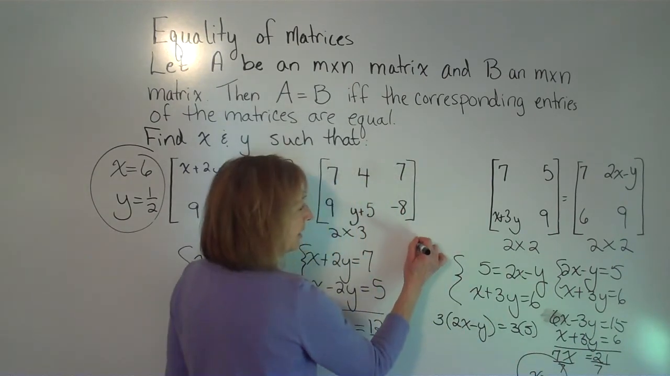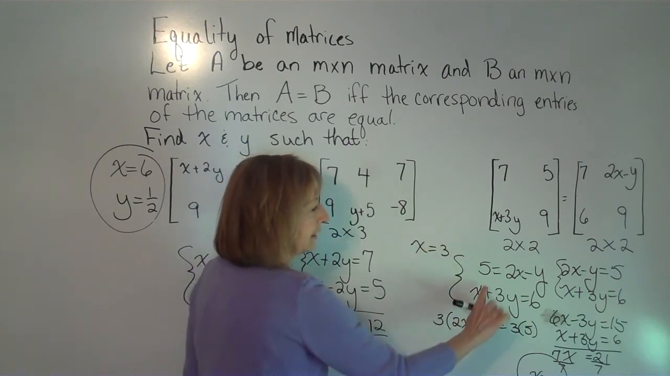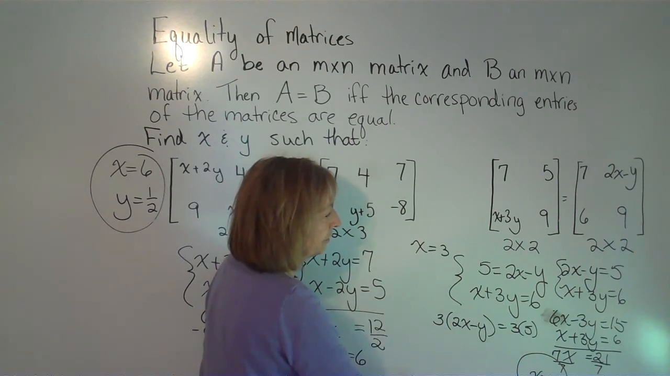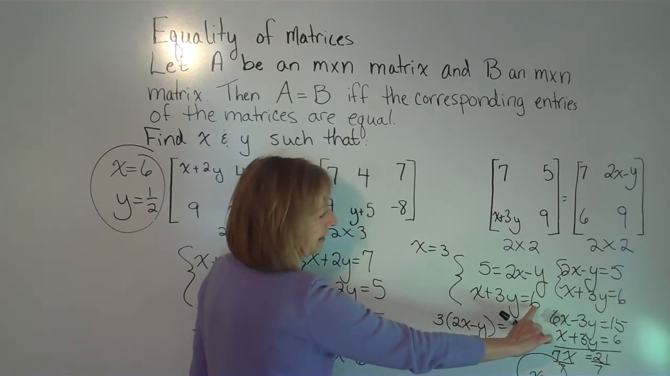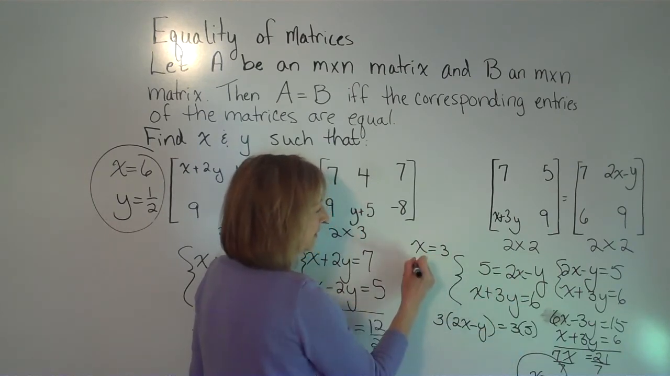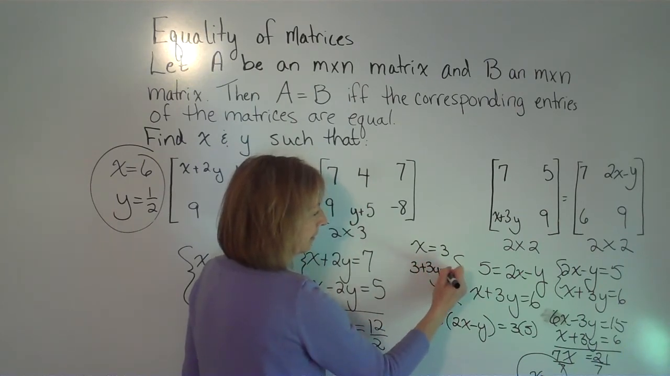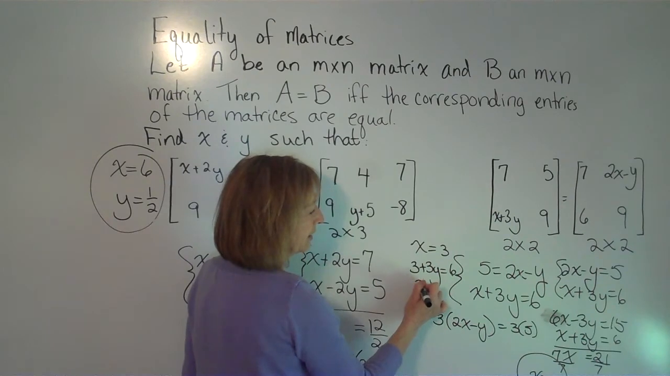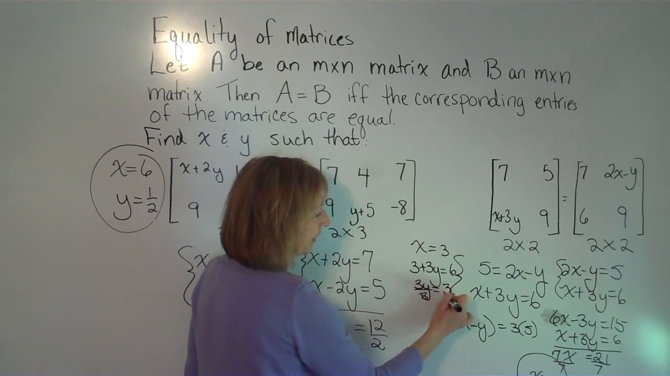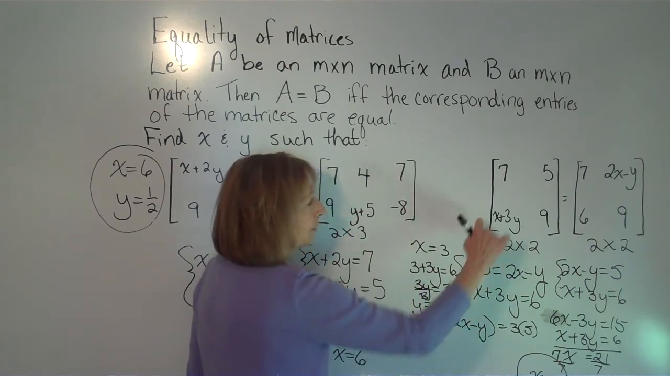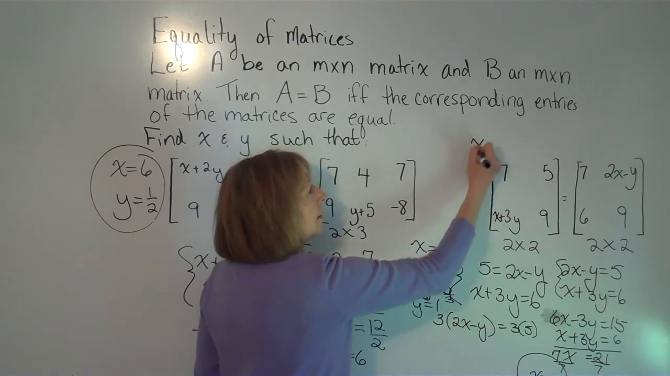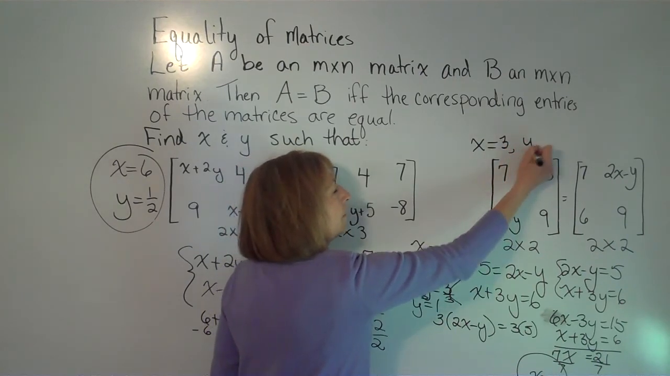And then once I know that x is equal to 3, then I plug 3 in for x in either of the original equations to solve for y. Let's go ahead and put it in the second equation. So we're going to write x is 3, so 3 plus 3y equals 6. Subtract 3 from both sides, 3y equals 3. Divide both sides by 3, and y is equal to 1. So the values of x and y that make these two matrices equal to each other are x equals 3 and y equals 1.